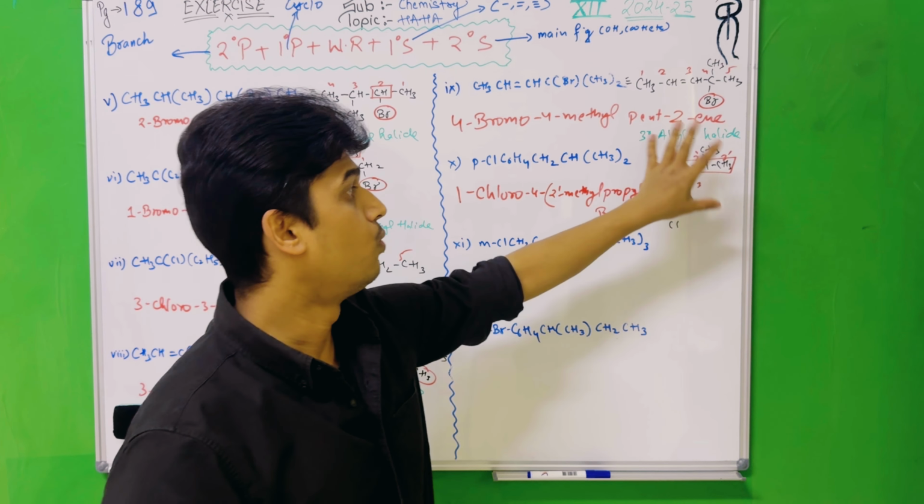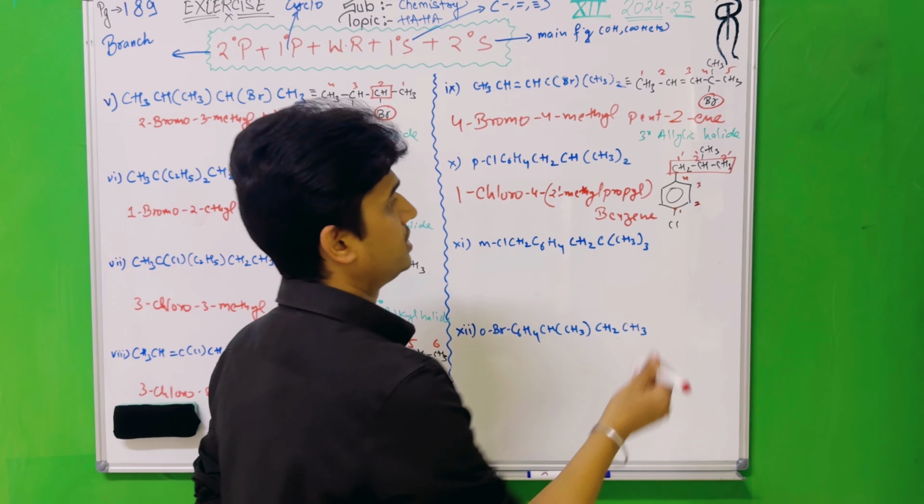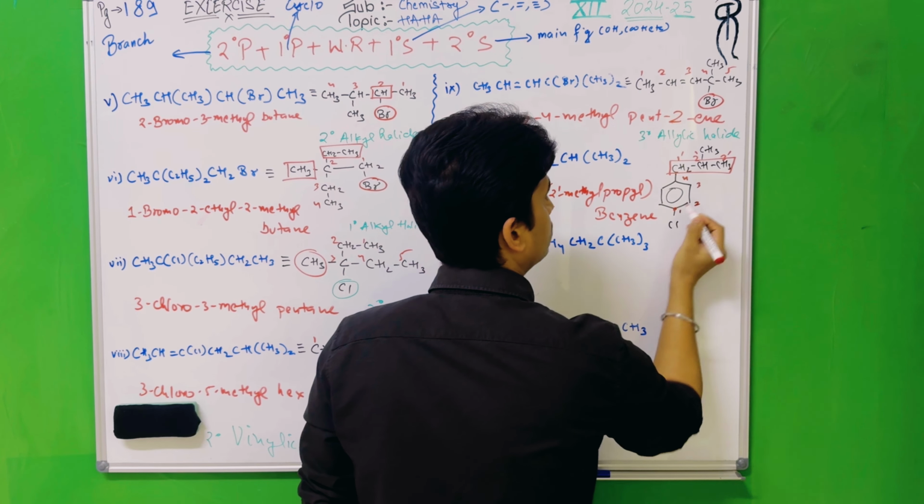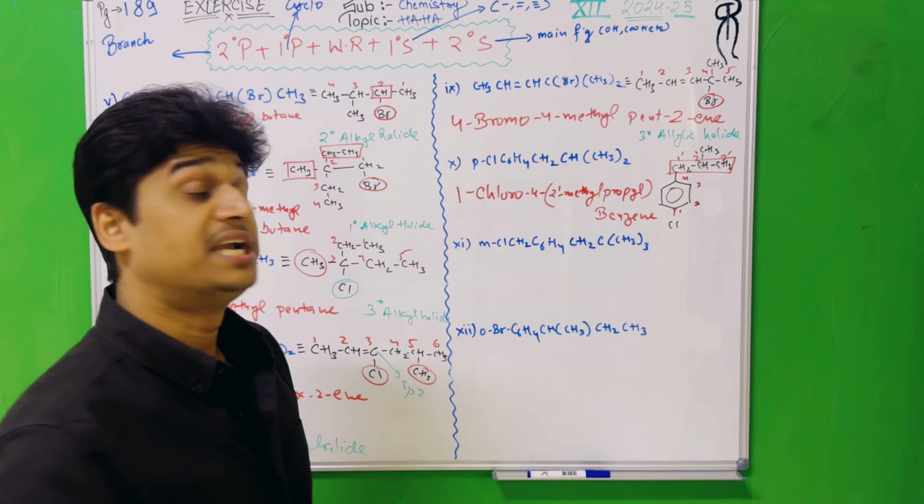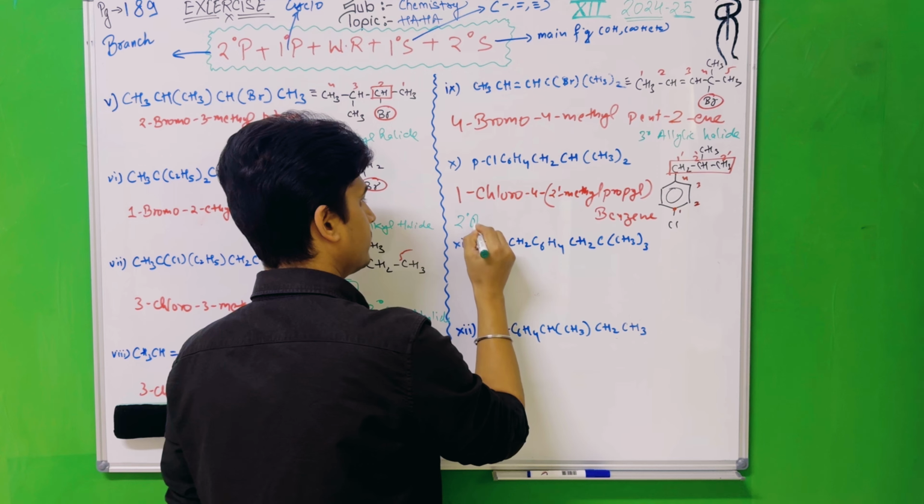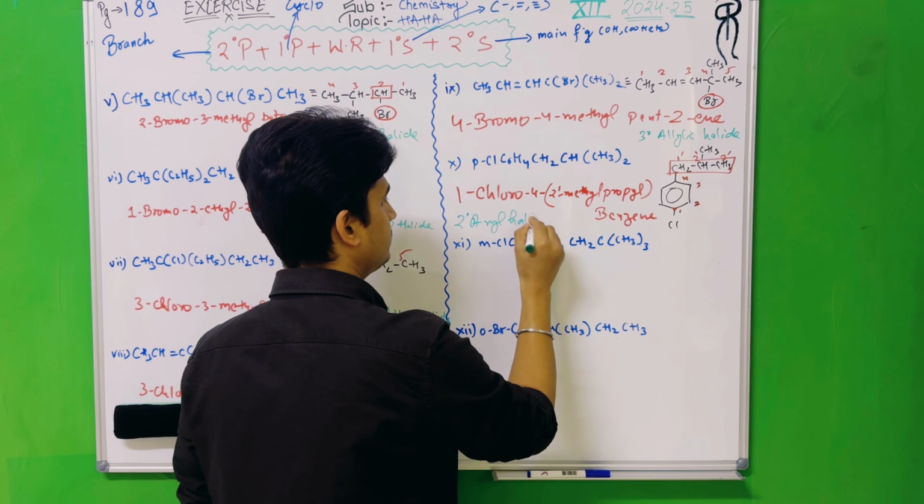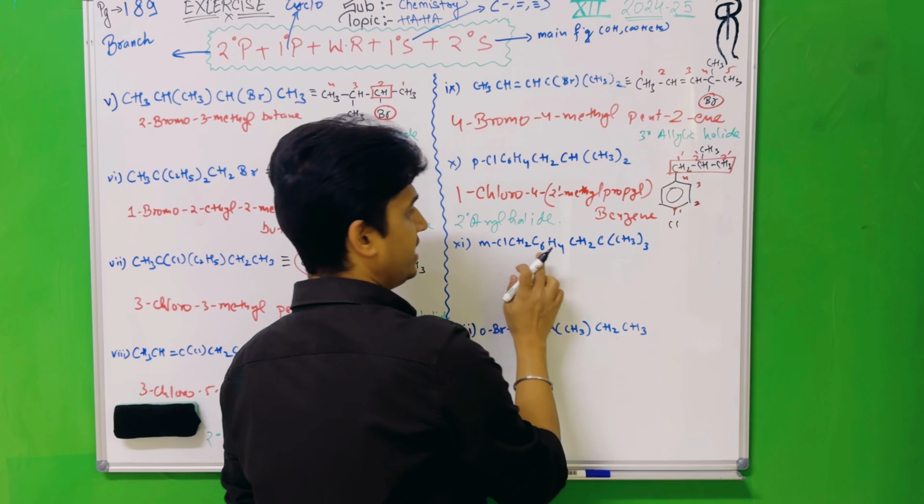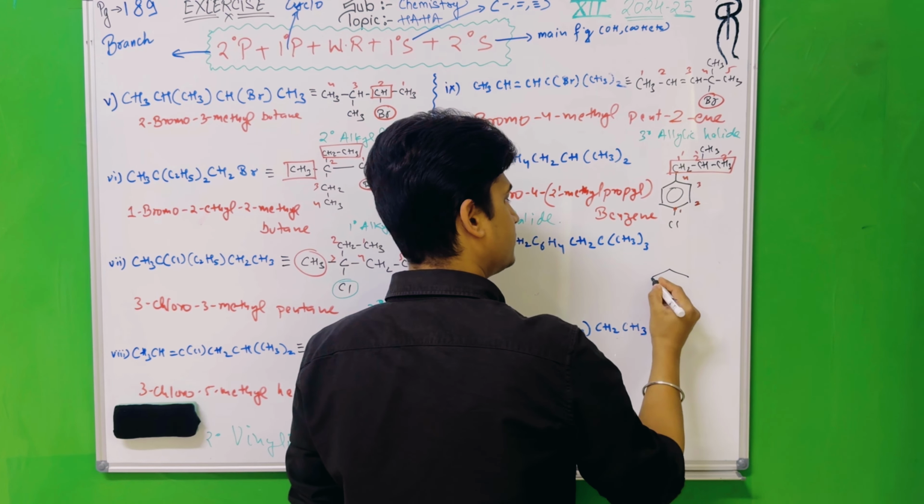Now tell me what will be the degree. Where is the halogen? Here. This carbon is attached to how many other carbons? 2 carbons. It is directly attached, which is an sp2 carbon. So it will be a 2 degree aryl halide. Aryl halide.